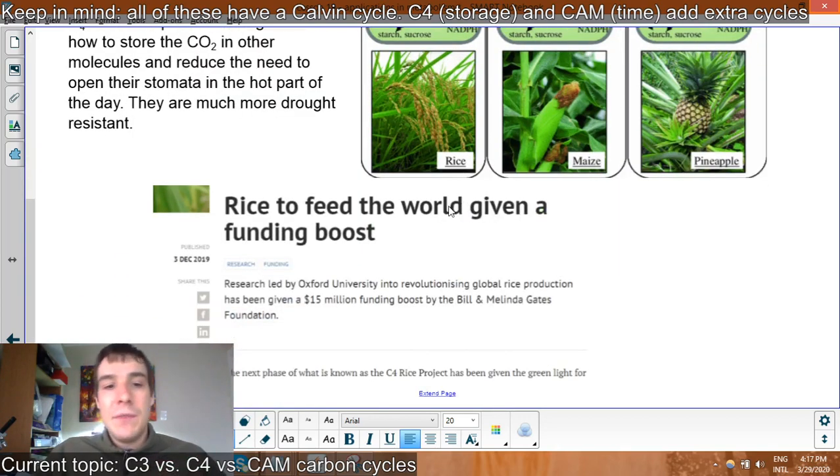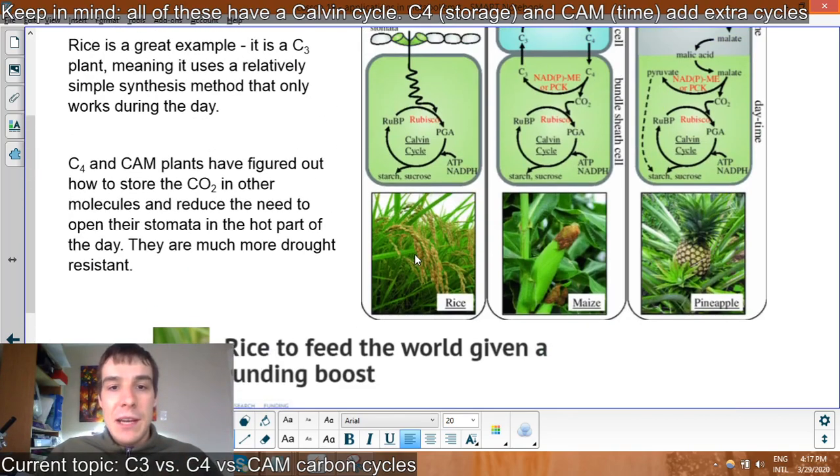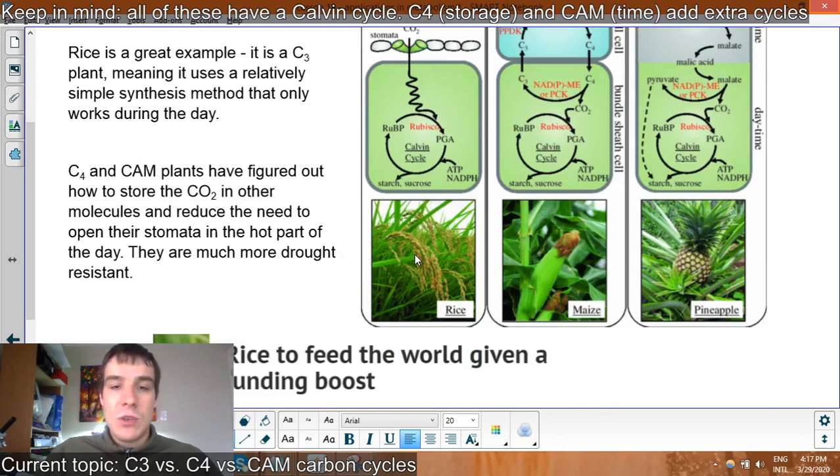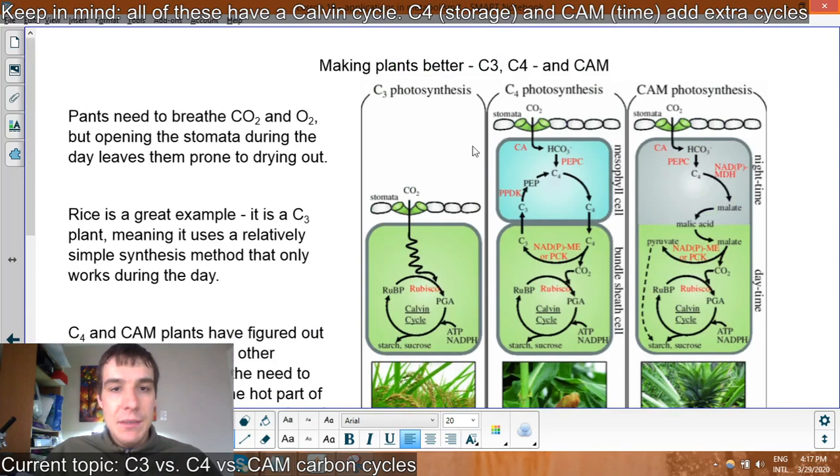You can grow more food, and you can feed the world, right? Imagine being able to grow rice in Africa. That's kind of the goal of the C4 project. Being able to grow rice in conditions that natural rice would just never be able to make it. So that's C3 versus C4 versus CAM.